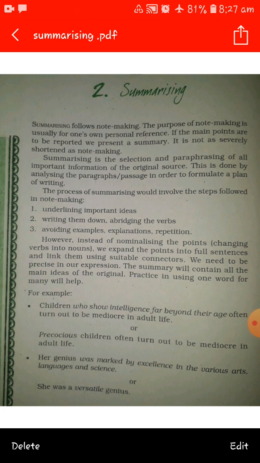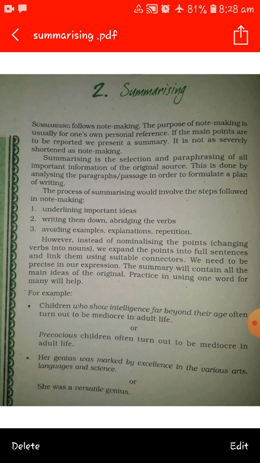Whenever there are examples in the paragraph, you have to avoid them, and also explanation of words, and repetition. These three things you have to keep in your mind while reading the paragraphs: avoid repetition of some words or sentences, explanation, and examples. However, instead of nominalizing the points, changing verbs into nouns, we expand the points into full sentences and link them using suitable connectors.